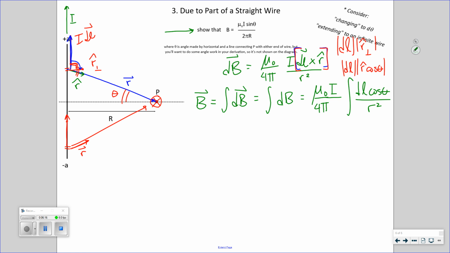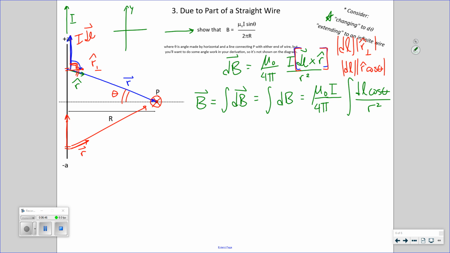Theta is a variable, r is a variable, those r's are non-constant. And dl is the thing we're integrating with respect to. And that can be tricky. There's a couple of options here. Number one, dl is really like what we call a dy if we're calling this a y direction. Theta is a variable, r is a variable. The way I like to do this is to write everything in terms of theta.